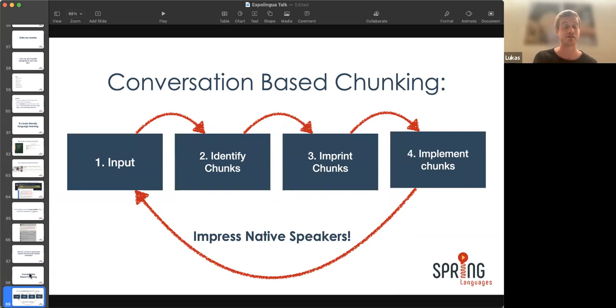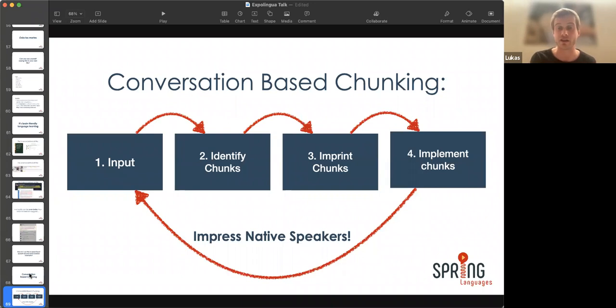Four steps. First of all, you need to get input in a language. That makes sense, I guess. You need to hear Spanish. You need to hear native speakers speaking Spanish, otherwise you're never going to be able to find any chunks in the first place, right? Second step then is to identify the chunks, to make an active effort to look out for them, to have these aha moments where you think, oh, okay, so that's how you say it. I would have said it in a different way, maybe with words and grammar.